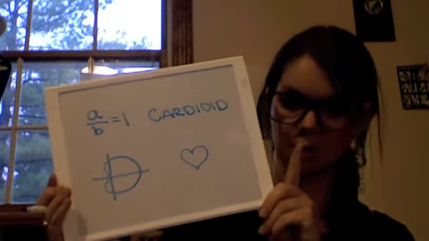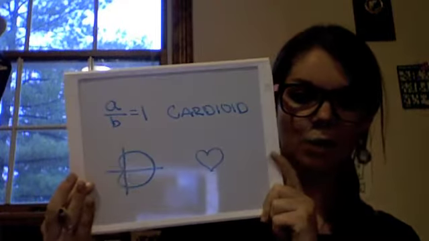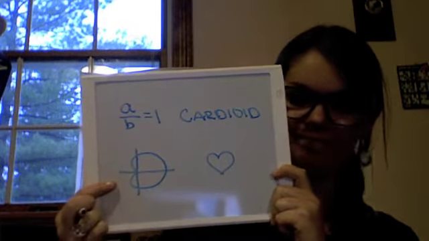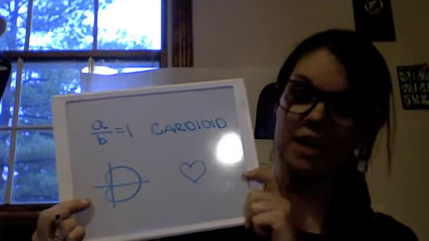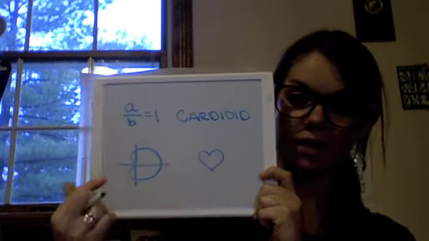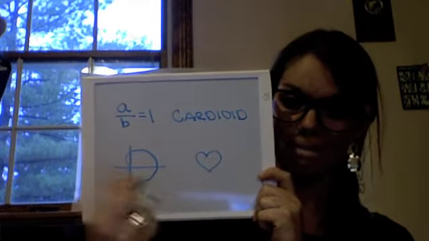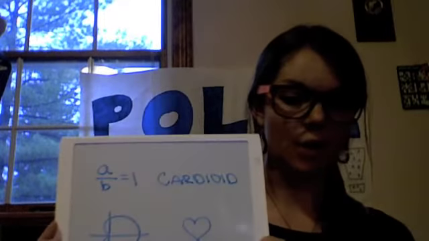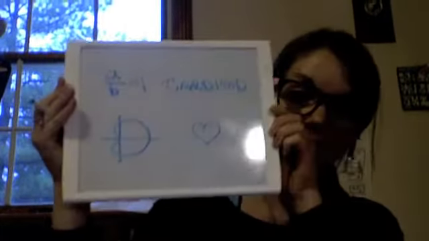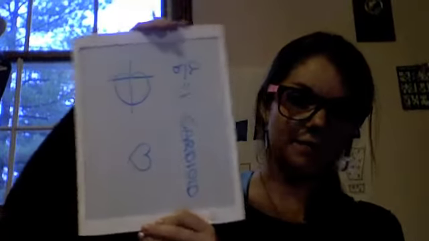2 is the cardioid, which happens if a over b equals 1. And so that is what a cardioid looks like. And it doesn't complete the loop, it kind of just bounces. And I remember this one because the word cardioid reminds me of cardiac, which is your heart, and you only have one heart, and the graph kind of looks like a heart. Kind of. So yeah, that's a cardioid. A over b equals 1.